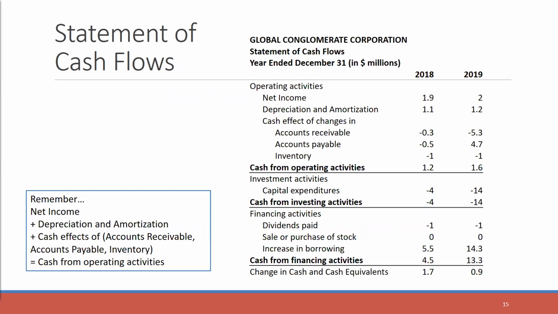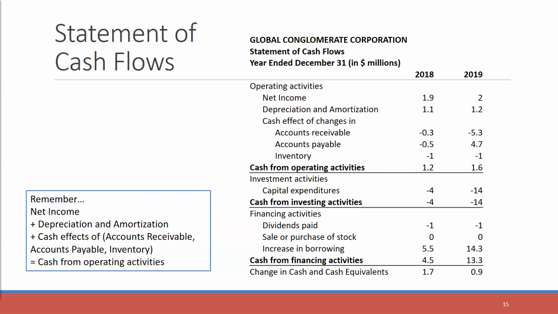So this is our company, and what we observe is that in 2018, if we look at our operating expenses, we had net income of $1.9 million, depreciation and amortization of $1.1 million, and then we've got the different cash effects for changes in account receivable, accounts payable, and inventory. Now, in order to get our cash from operating activities, we're going to take our net income, and then we add back our depreciation and our cash effects for changes in accounts receivable, payable, and inventory, and we get our cash from operations.